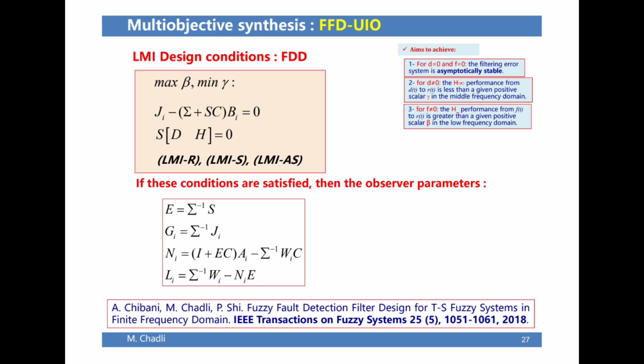So, consequently, here we summarize the last three equations for these three conditions, 1, 2, 3 here: for d equals 0, f equals 0; for d different from 0 and f equals 0; and for f different from 0 and d equals 0. To guarantee this multi-objective design problem, we need to solve simultaneously the LMI design condition for the robustness case, the LMI design condition for the sensitivity case, and the LMI for the asymptotic stability, or the asymptotic convergence, of the error of estimation. And if these conditions are satisfied, then the observer parameters are given by the following equations, and we define completely the observer to guarantee the multi-objective synthesis.